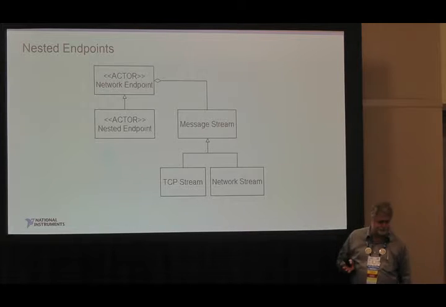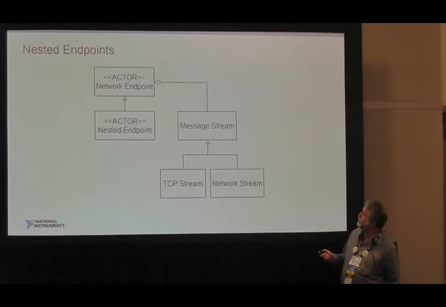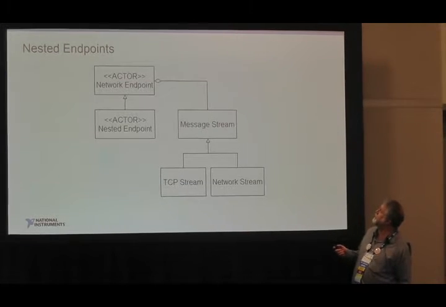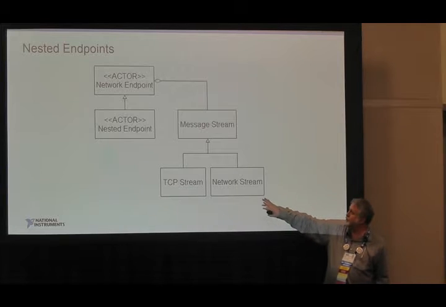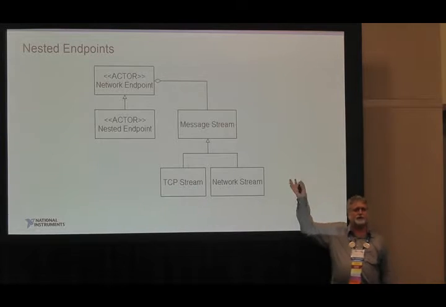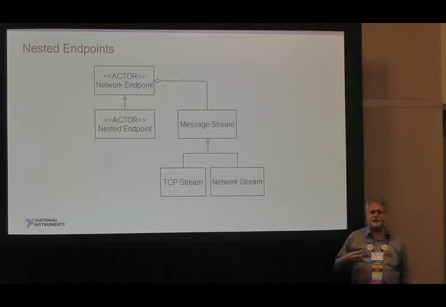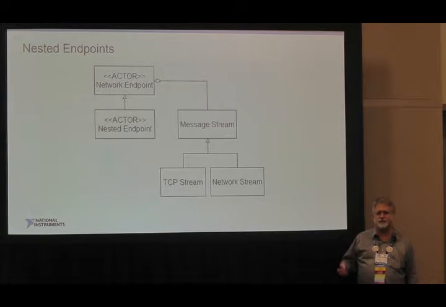This is UML for the nested endpoint. You can see the laser. So the TCP stream and network stream, those two protocols are just wrapped up in a thing called a message stream, which is a real simple four VI API: connect, send, receive, disconnect. Real straightforward API. If you can fit your protocol into that, you're golden.